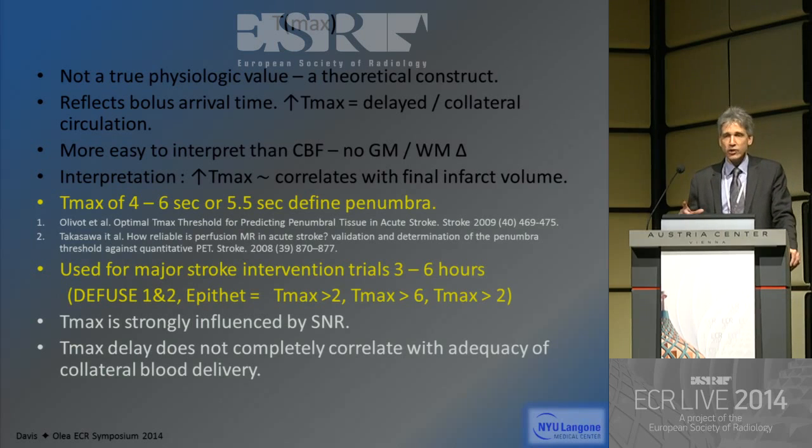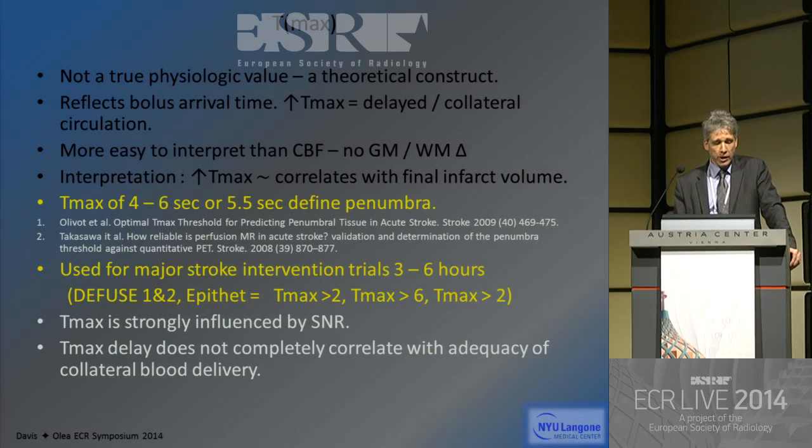Tmax is not a true physiologic value. It's a theoretical construct. It reflects the bolus arrival time, and an increased Tmax is thought to represent delayed or collateral circulation. It's easier to determine and easier to interpret than cerebral blood flow because it's in seconds. There's no gray-white matter differences. So that's why people like Tmax. It's just one quantity, seconds. Traditionally, we interpret Tmax as correlating with the final infarct volume.